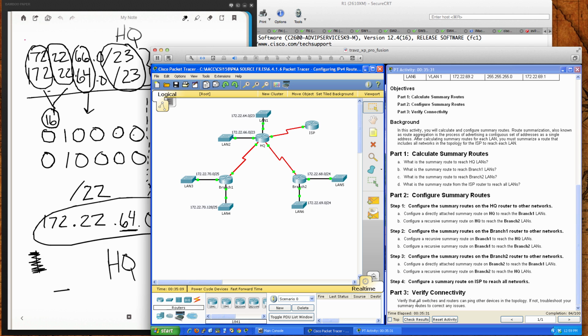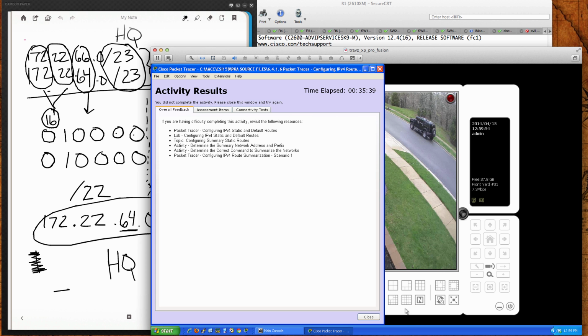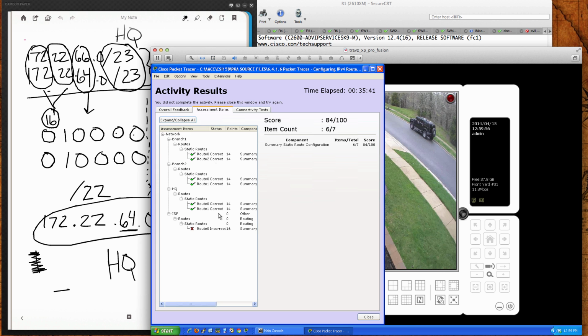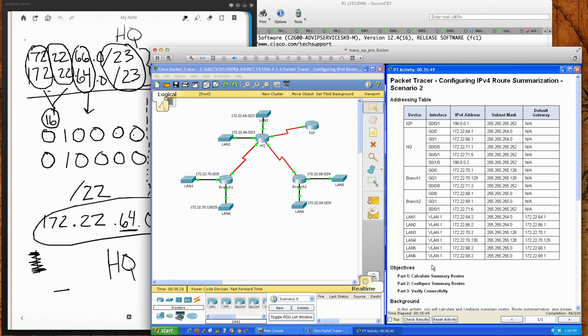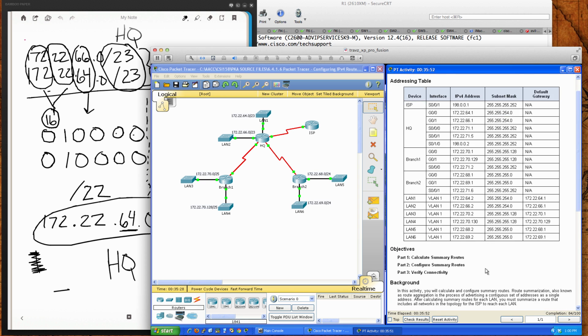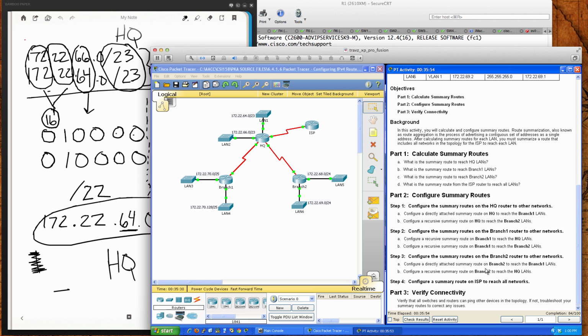And now it says verify connectivity. So verify that all switches and routers can ping other devices in the topology. But let's check our results because we're at 84 points here. So it's possible that we're missing something. The ISP. So we need a static route for the ISP. So let's go back and take a quick look at that. So the summary route on the ISP. So where did we miss that?